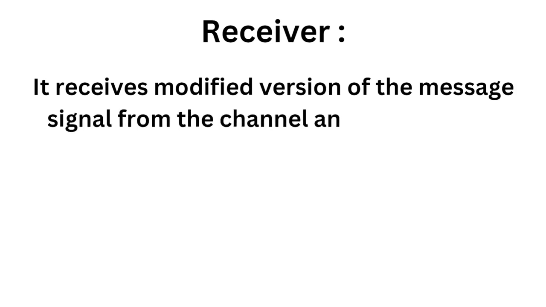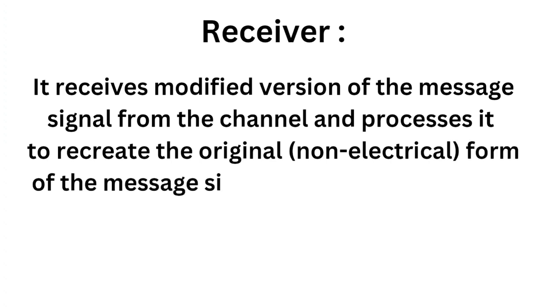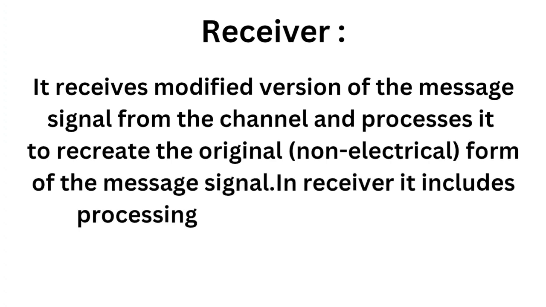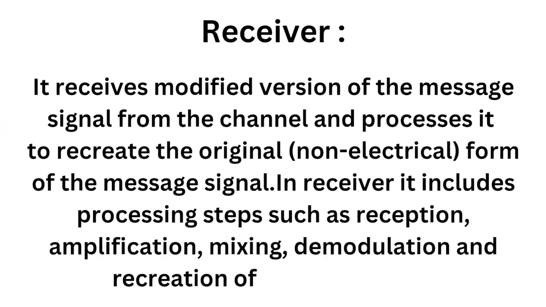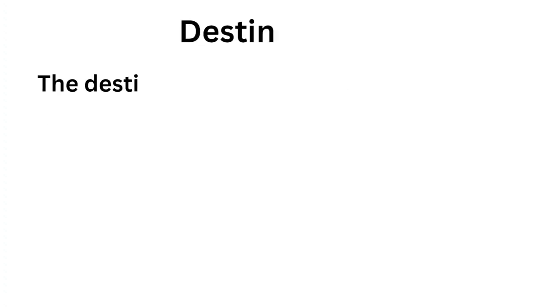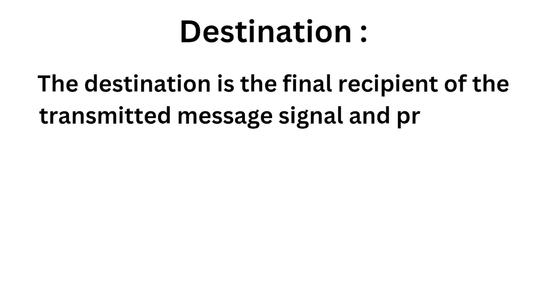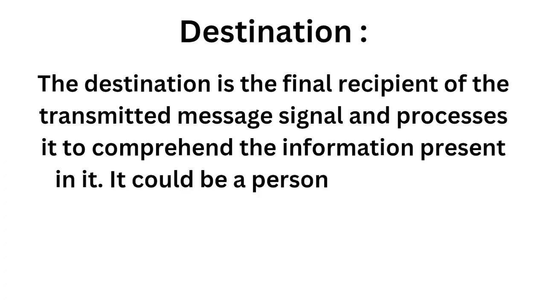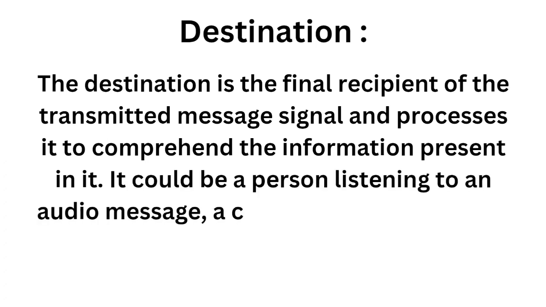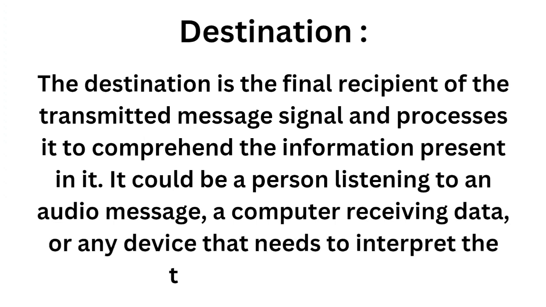Receiver. It receives the modified version of the message signal from the channel and processes it to recreate the original non-electrical form of the message signal. In a receiver, it includes processing steps such as reception, amplification, mixing, demodulation, and recreation of the message signal. Destination. The destination is the final recipient of the transmitted message signal and processes it to comprehend the information present in it. It could be a person listening to an audio message, a computer receiving data, or any device that needs to interpret the transmitted signal.